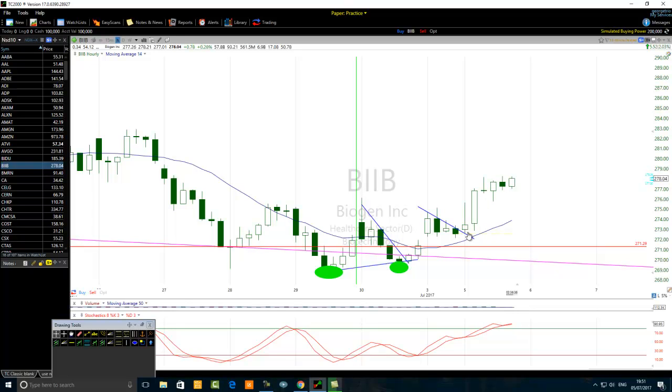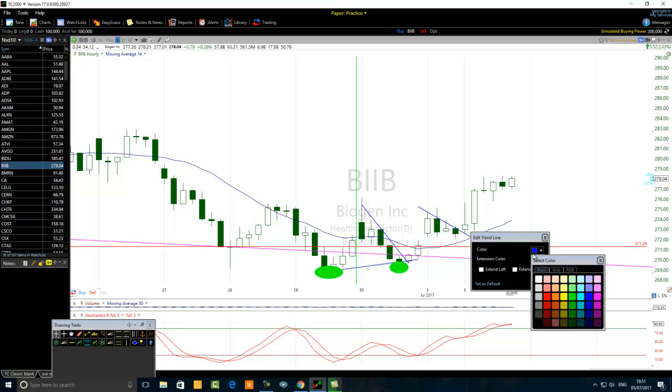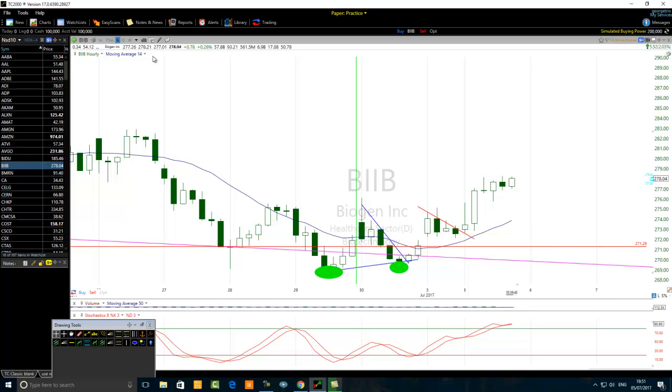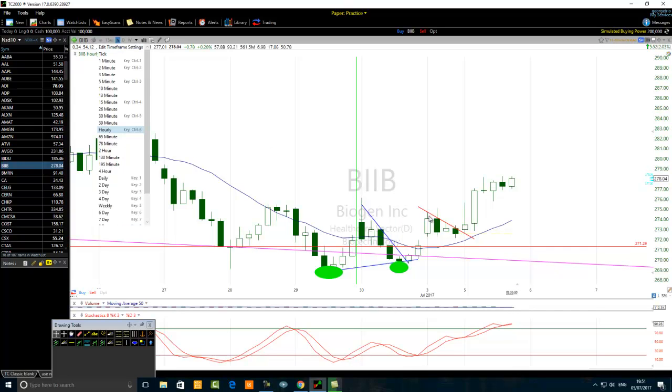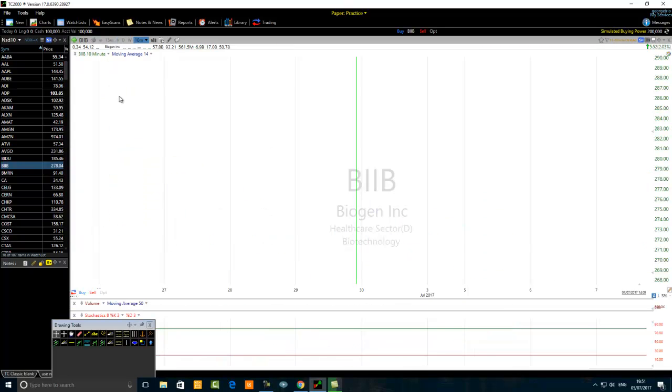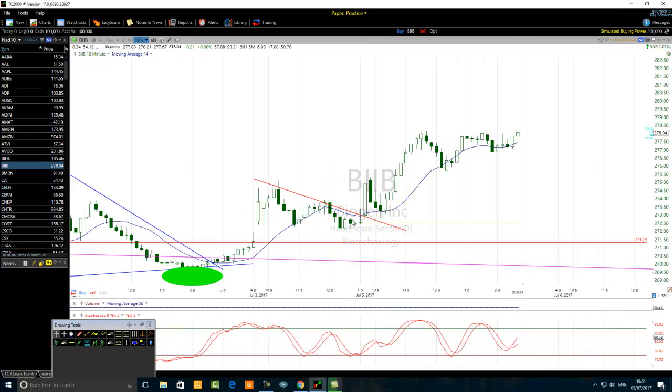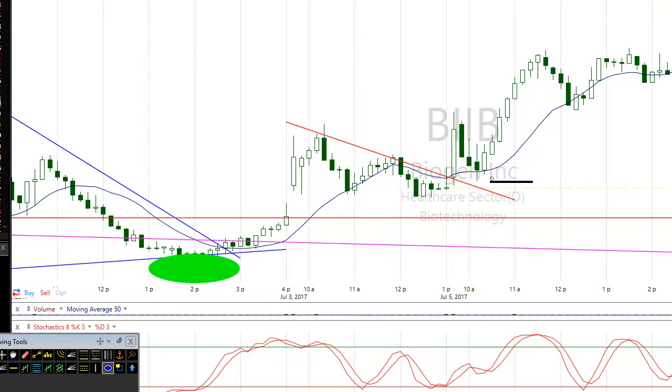If you do not want to enter on the hourly time frame, I'm going to color that line now into red. You will pay attention to that red trend line. You will go to the 10-minute time frame. After it pulls back like this, you say, well, let's go to the 10-minute time frame. And look, on the 10-minute time frame, you see that red trend line? You will enter right here. That's it.